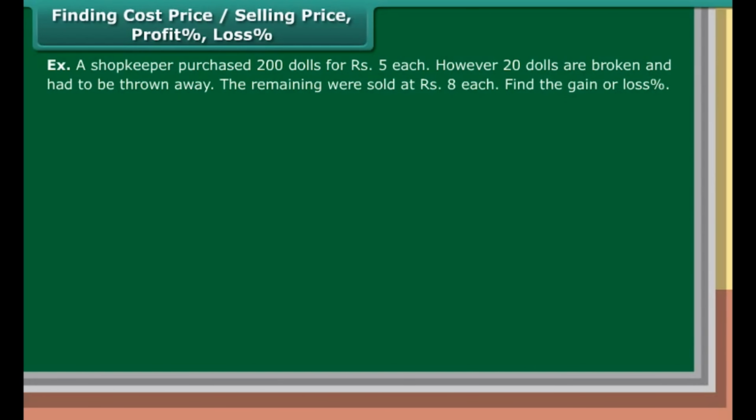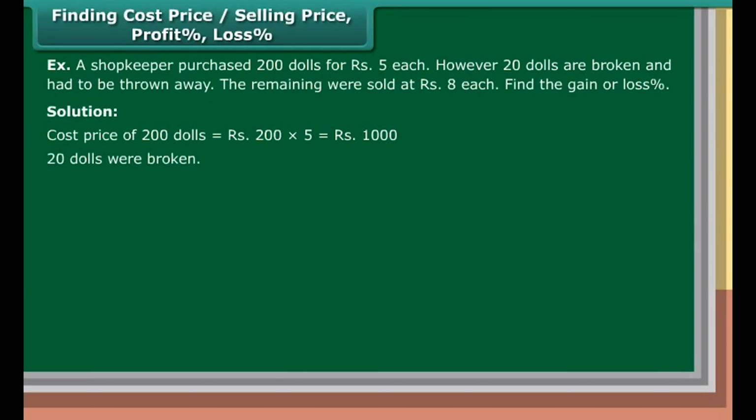Example, a shopkeeper purchased 200 dolls for rupees 5 each. However, 20 dolls are broken and had to be thrown away. The remaining were sold at rupees 8 each. Find the gain or loss in percentage. Solution. Cost price of 200 dolls is equal to rupees 200 into 5, which is equal to rupees 1000.